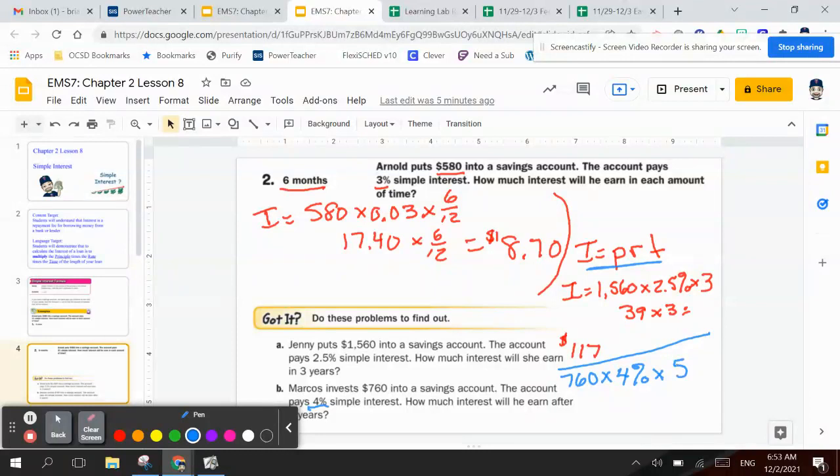So if I take 760 times 0.04 for 4%, I get $30.40. And then I multiply that by 5, I get $152 that you would get in 5 years.